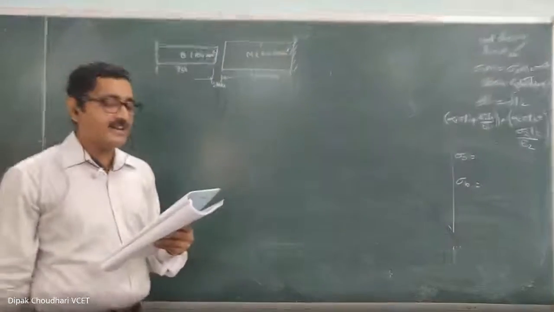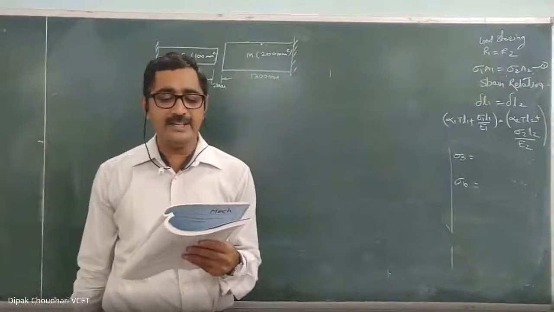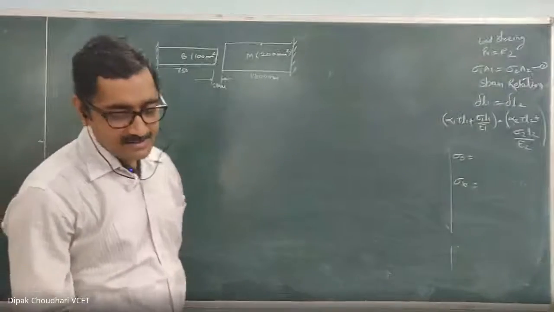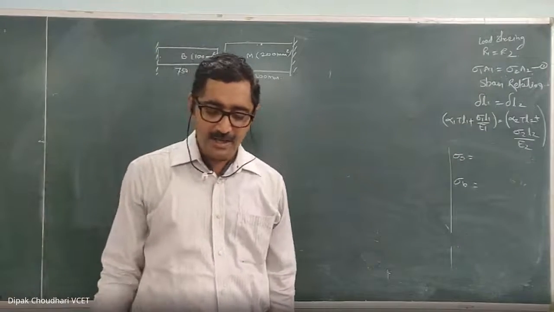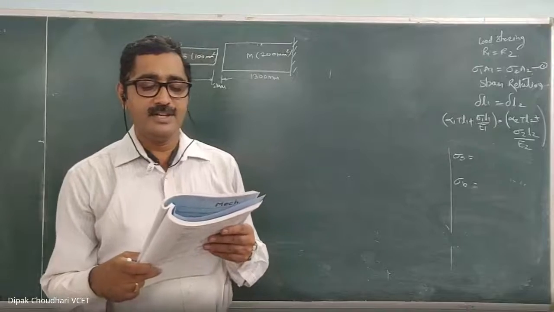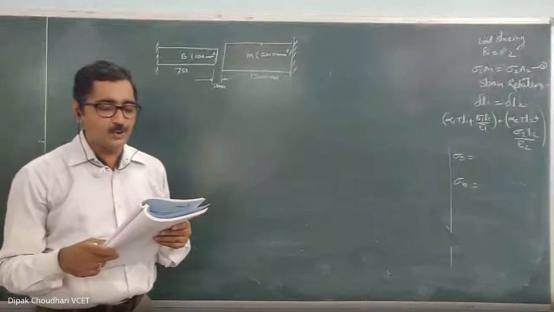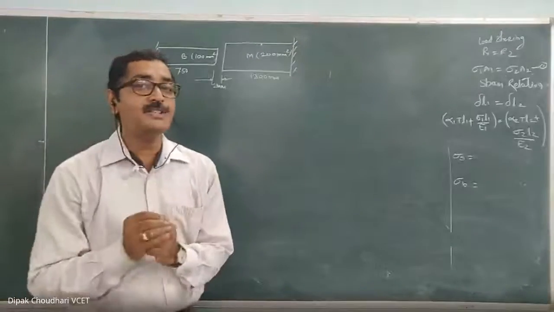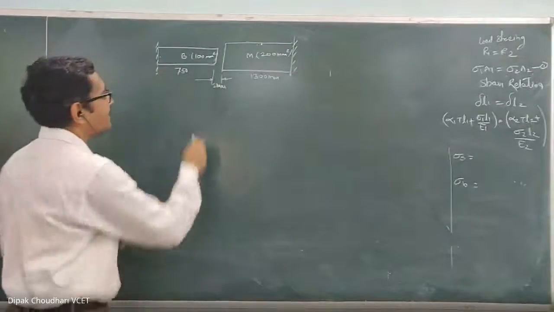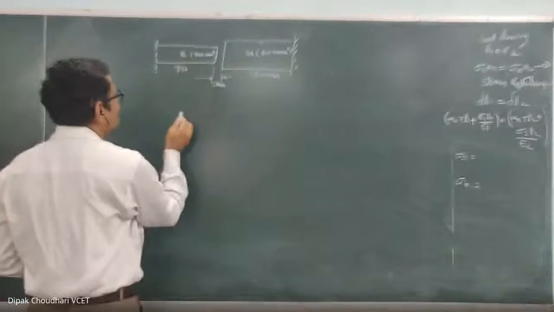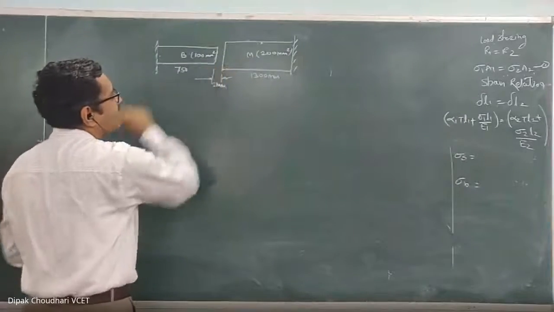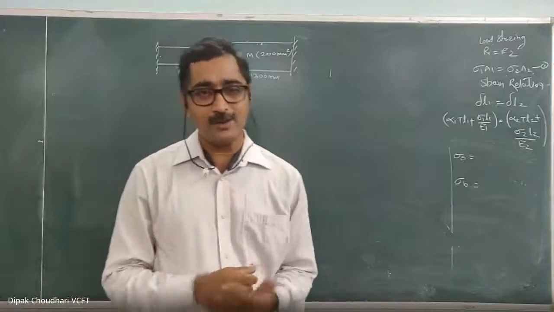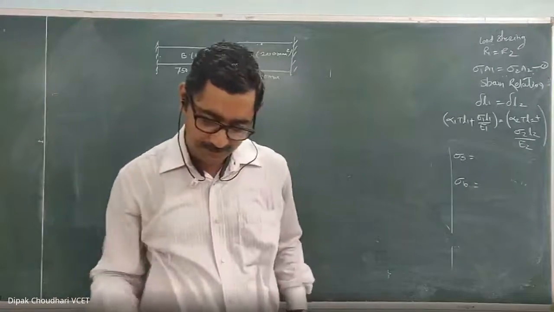The two bars are arranged so that the gap between their free ends is 2 millimeter at room temperature. This 2 millimeter gap exists here between their free ends at room temperature. The question asks for the temperature rise at which the two bars come in contact. You have to calculate by what temperature rise the free ends of these two materials come in contact with each other, meaning the gap is completely closed. That temperature you have to calculate when they are just in contact.